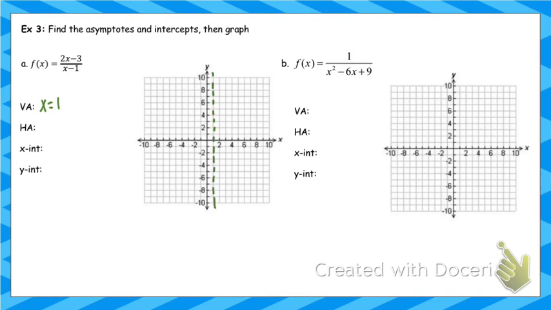Horizontal asymptote, degree of the top and degree of the bottom. Same degree, divide the leading coefficients. X-intercept, set the top equal to 0. So that gives me 3 over 2, comma 0. So that's about 1.5.